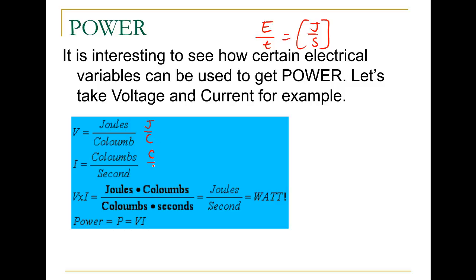And current is coulombs per second. And so if we multiply those, you get joules per coulomb times coulombs per second, and you get joules per second, which is what we're looking for up here, which is watts, which is power. So power is equal to voltage times current.